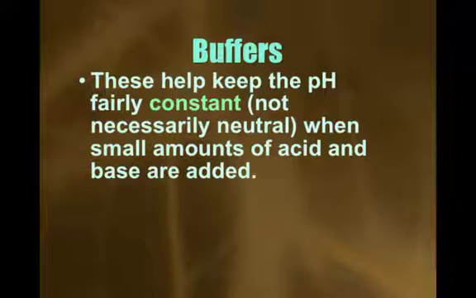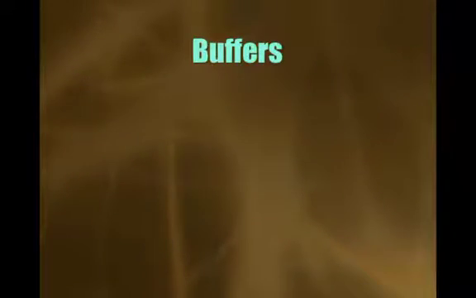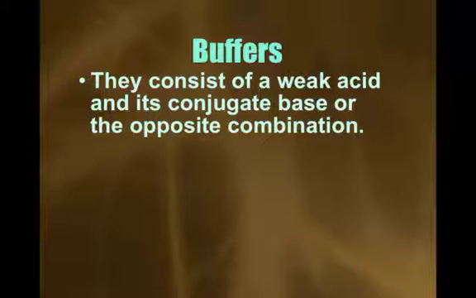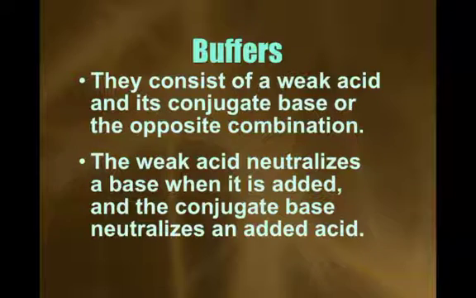So if the pH is 10 and you want to keep it constant and you're adding an acid or a base to it, because if you add a base to 10, it's going to increase, and if you add an acid to it, it's going to decrease. But let's say you wanted it to remain 10, you add a buffer to the system. Very important. They consist of a weak acid and its conjugate base, or the opposite combination. The weak acid neutralizes a base when it's added, and the conjugate base neutralizes an added acid.